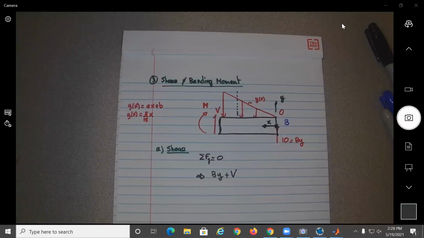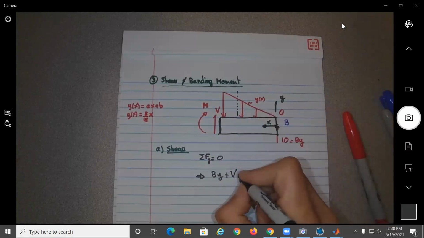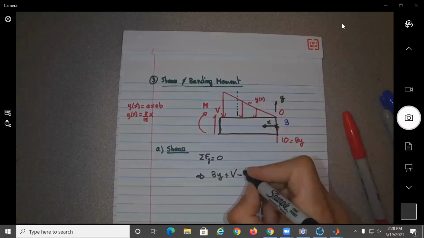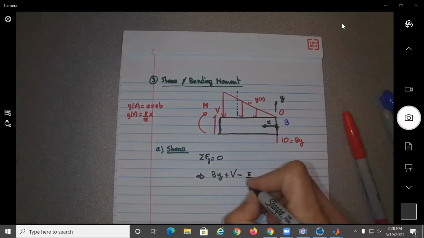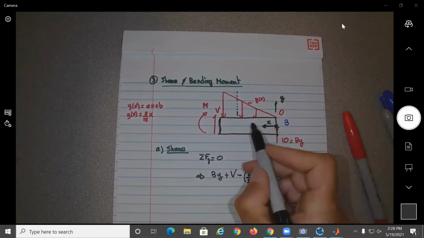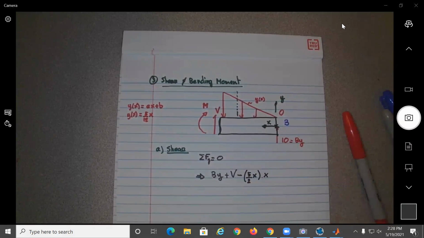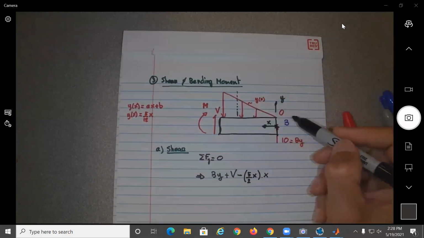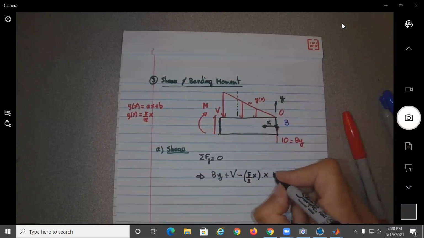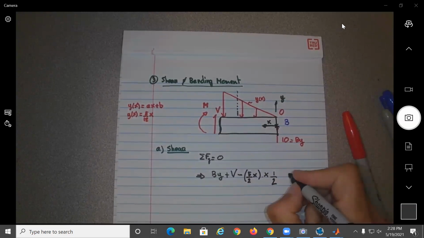Okay, so what would be the value of the force? This would be minus, so the height would be 5 over 12x times what? The run, that should be x. Okay, and this is a triangular shape. So as we did for the other one, you need to take half of that value. And this should be equal to 0.